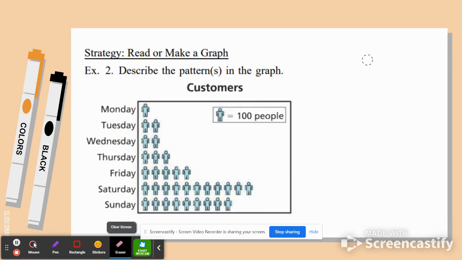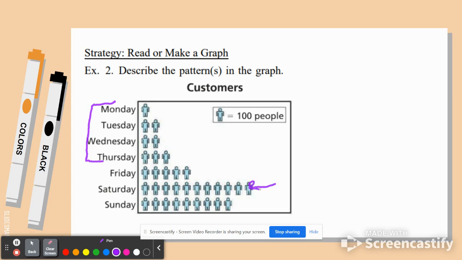Okay. Our second problem-solving strategy in chapter 1 is to read or make a graph. So here we've got the number of customers. They're telling us that each little guy is 100 people, and we have this modeled by days of the week. So what I can do here is think about visually what I am seeing. What I am seeing is that there are less people on Monday, Tuesday, Wednesday, Thursday. And then after that, it looks like it spikes a little bit on Saturday. And then after Sunday, it just decreases.